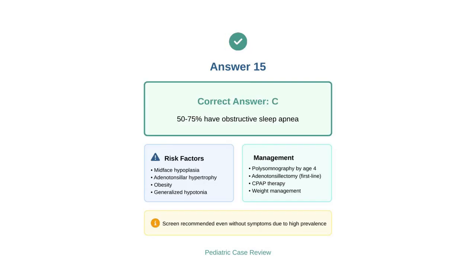Obstructive sleep apnea affects 50 to 75% of individuals with Down syndrome due to midface hypoplasia, adenotonsillar hypertrophy, obesity, and hypotonia. Polysomnography is recommended by age 4 years even without symptoms. Treatment options include adenotonsillectomy as first-line intervention, continuous positive airway pressure therapy, and weight management strategies.